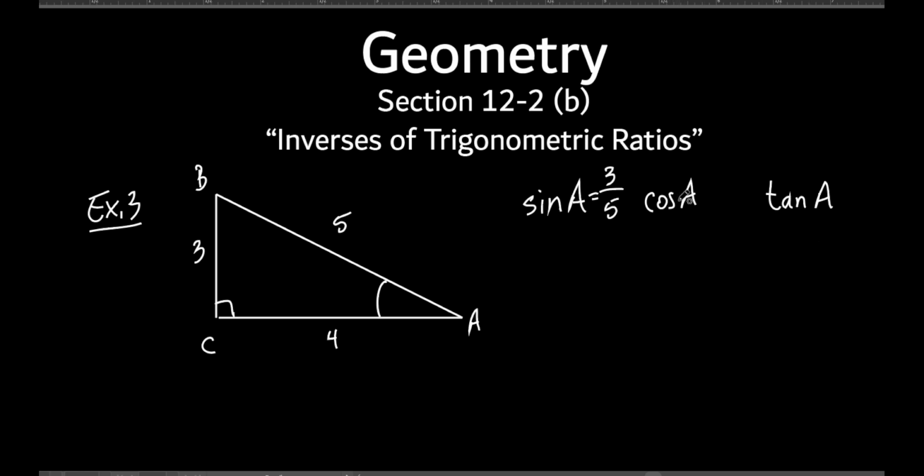What if I wanted to use the cosine? It's what over what? Adjacent over hypotenuse, right? So what is it? 4 over 5. So cosine of A is equal to 4 over 5. And then the tangent of A, it's opposite over adjacent. So what's the opposite? 3 over the hypotenuse. I'm sorry, not 5. 3 over what? 4, because that's the adjacent.